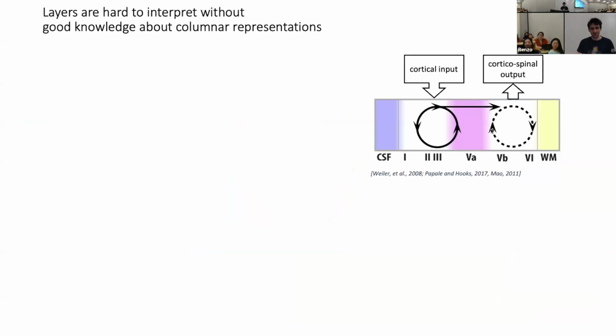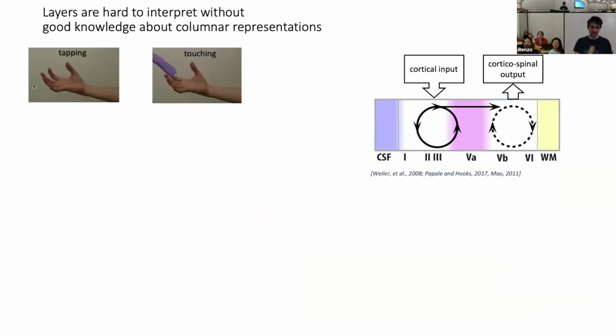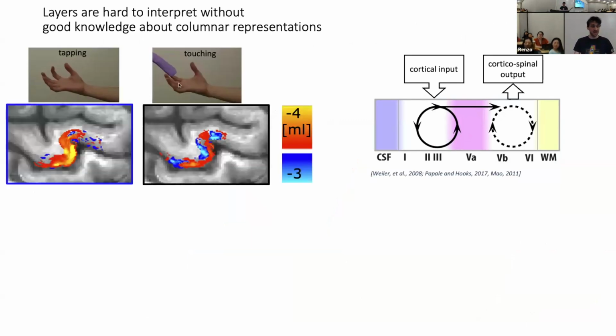And you can use these kinds of models of different layer groups doing different things for all kinds of different tasks. Here, for example, looking at tapping versus touching, where in one case, in this tiny patch of the cortex, we have 2 layers. In the other one, we have only 1 layer, and the other one is actually already inhibited.